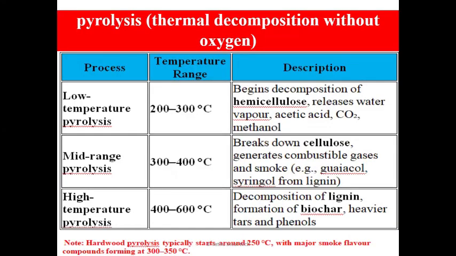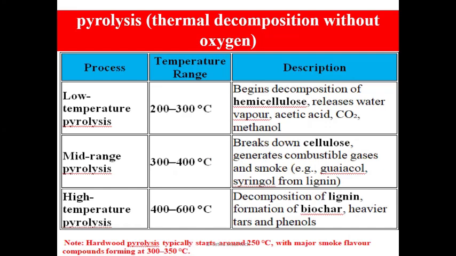When you come to pyrolysis, that is a thermal decomposition without oxygen or with partial oxygen. In hardwood, it starts around 200 to 250 degrees centigrade. There is low temperature pyrolysis, mild range pyrolysis, and high temperature pyrolysis. Low temperature pyrolysis is normally 200 to 300 degrees centigrade.